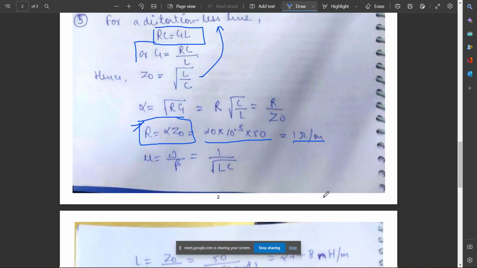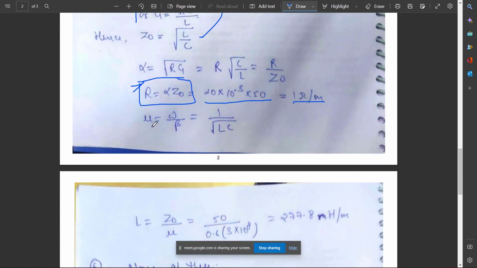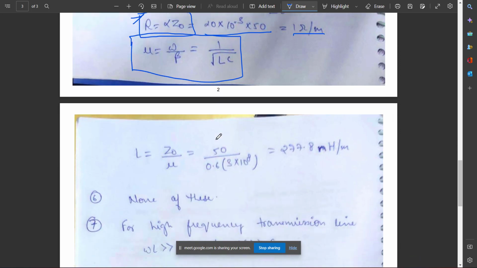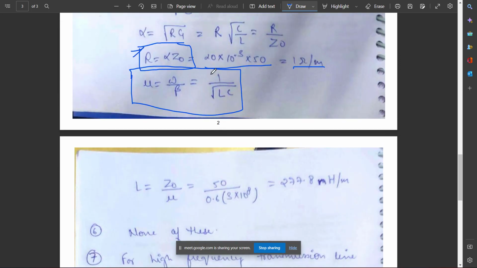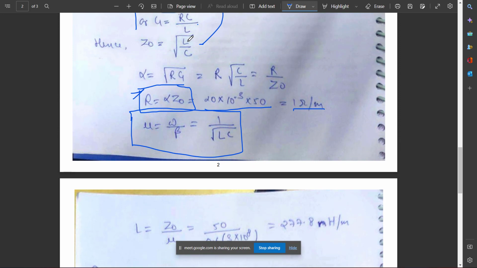Okay. Now we know the velocity. Velocity will be equal to omega upon beta. Beta is the phase constant, which is also given to us, right? For a distortionless line, the velocity is equal to 1 upon root LC. So if we know this, we will put Z naught here, right?